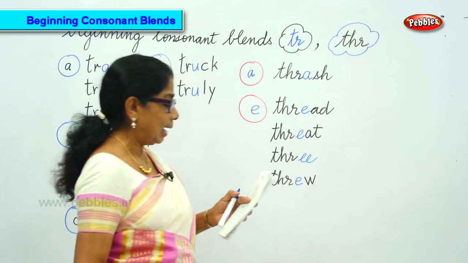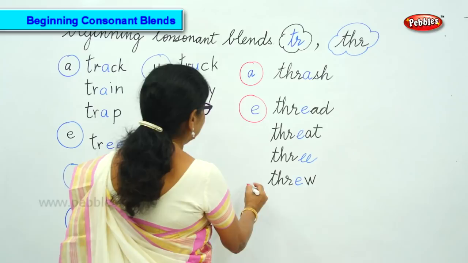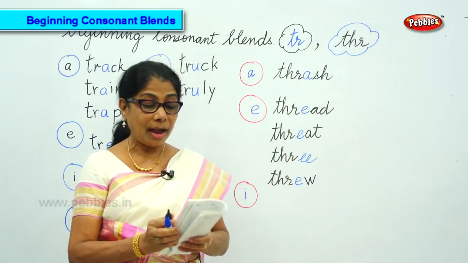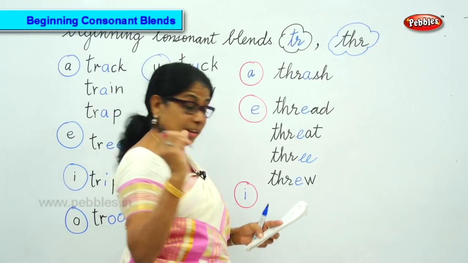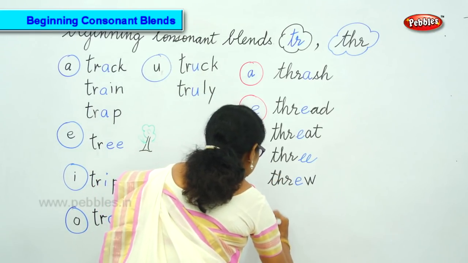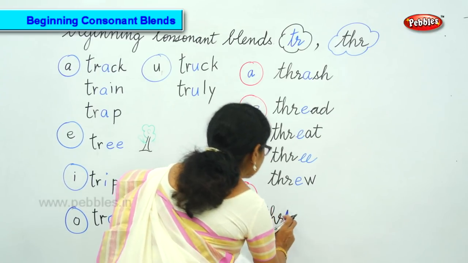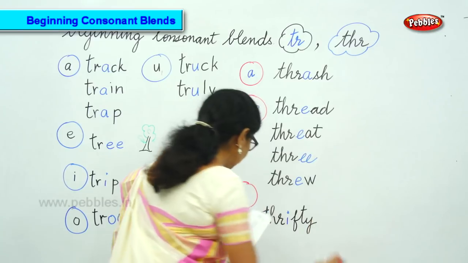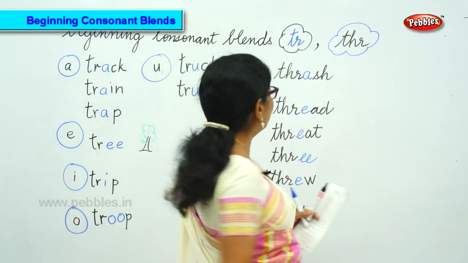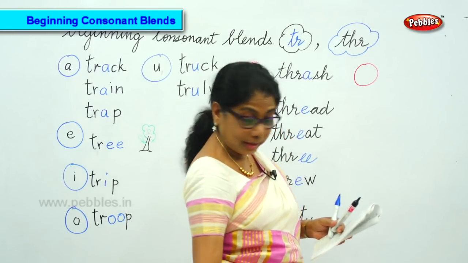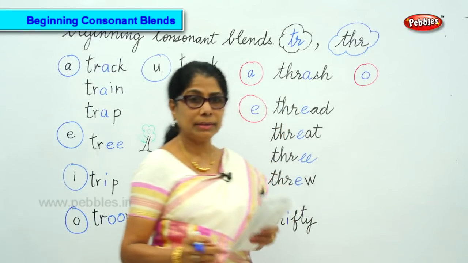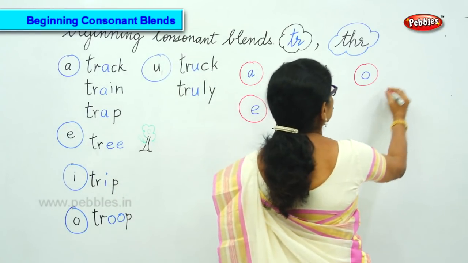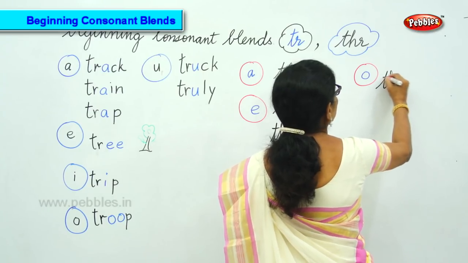Threw away something. And then let's see in the vowel I, what words can we find? You find thrifty. A very miserly or very careful person, a thrifty person. Being thrifty is good. Then in O, what can we get? In the O vowel, can we get some word with the th sound? We get throat. Your throat.